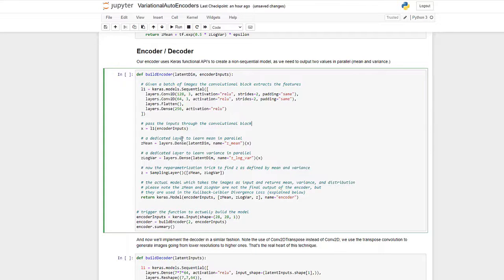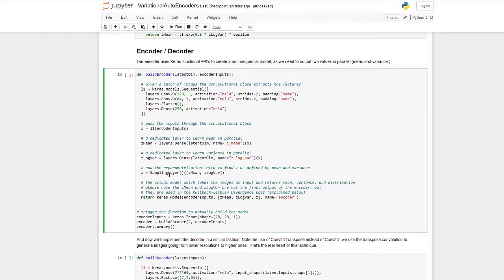All right, so we're going to pass in our inputs through that convolutional block. We just call that sequential model that we just set up with the encoder inputs that come into this build encoder function. Next, we'll create a dedicated layer to learn the mean and the variance in parallel. So we're setting up 2 different layers here. One's going to be a dense layer of the dimensionality that we pass in as a parameter to build encoder. Again, another hyperparameter we can play with. One's going to be dedicated to learning the means, and one will be dedicated to learning the logs of the variances as we go.